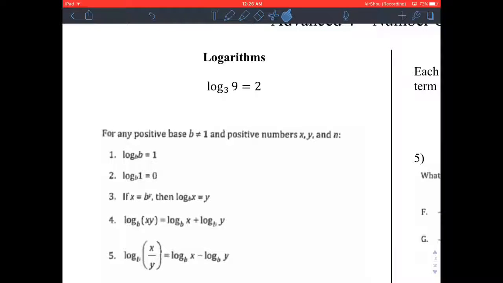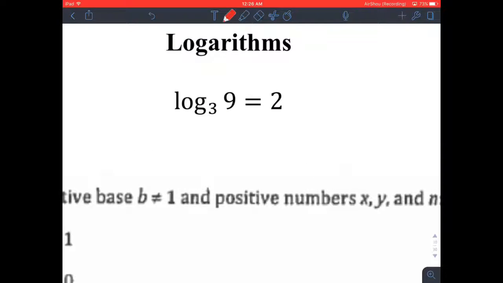Alright, we are looking at logarithms now. And I'm just going to go over the highlights of logarithms. If you've never had them before, this will not be enough. If you've had them before and need refreshed, hopefully this will be enough.